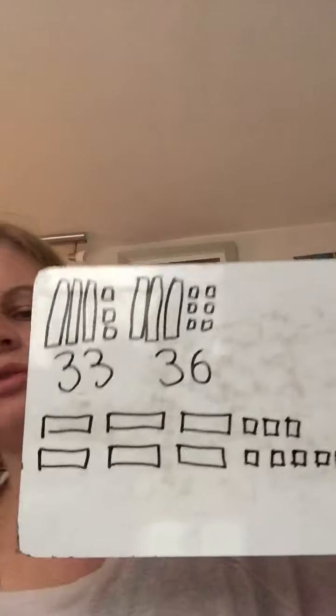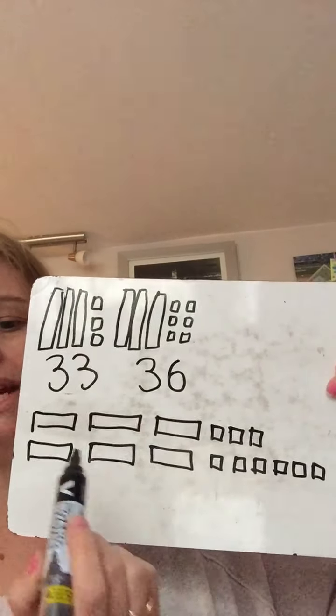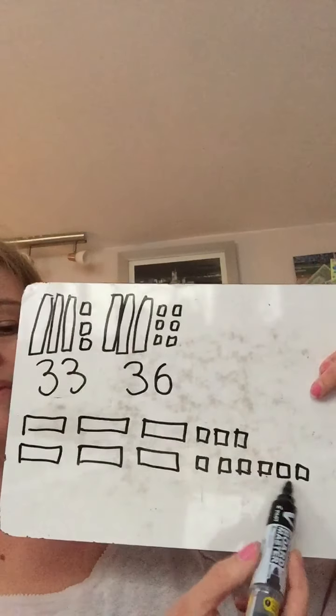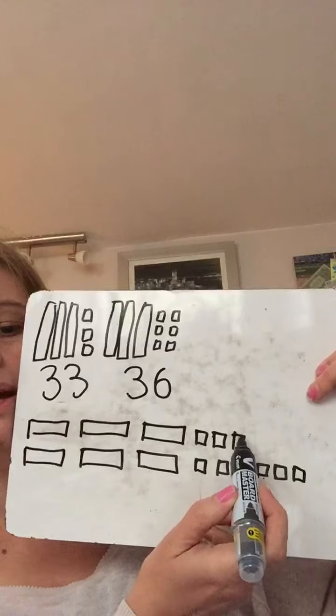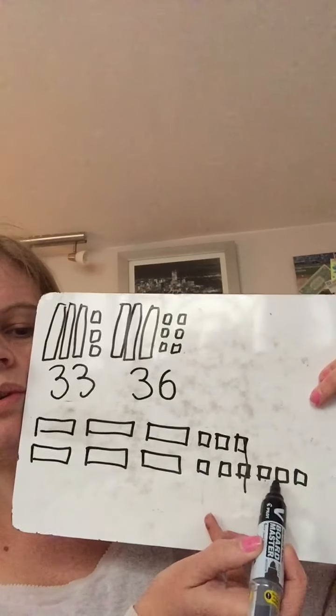So I've got my 10s drawn. 10, 20, 30, 31, 32, 33. 10, 20, 30, 31, 32, 33, 34, 35, 36. So look, here. There you go. So how many more have we got? 1, 2, 3. So it's 3 more.